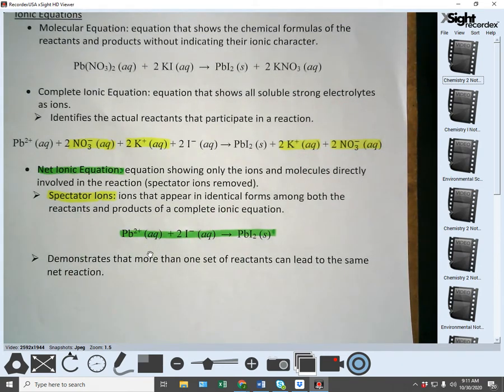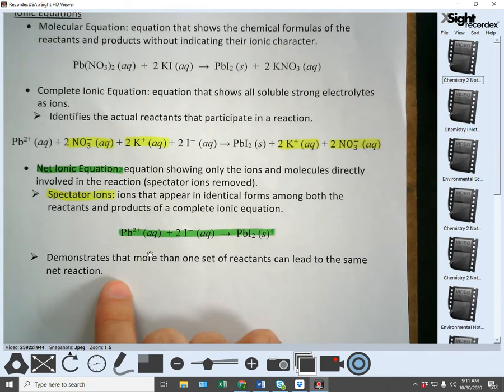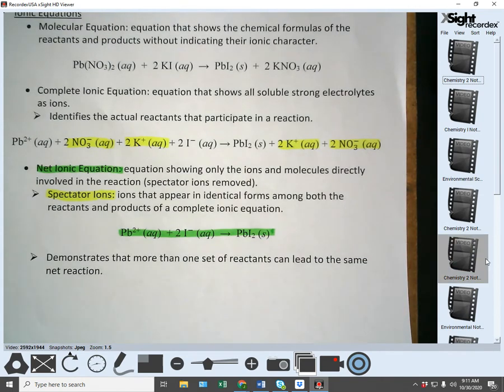Okay. All right. This demonstrates that more than one set of reactants can lead to the same net reaction. We're not going to worry about that too much right now. I will show you that at a later point. Okay, that idea.